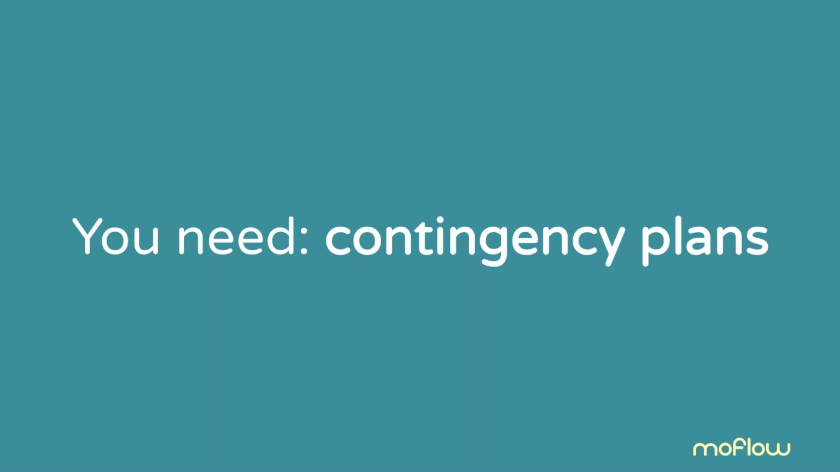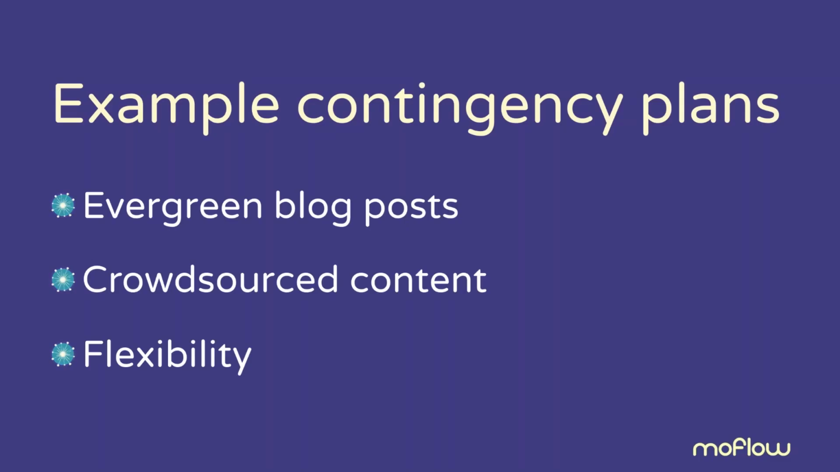When I say contingency plans, there are many different things you could potentially do, but here are 3 examples that I find very, very useful. The first is evergreen blog posts. Have a lineup of evergreen blog posts ready to be deployed if a submission comes in too late to be published.